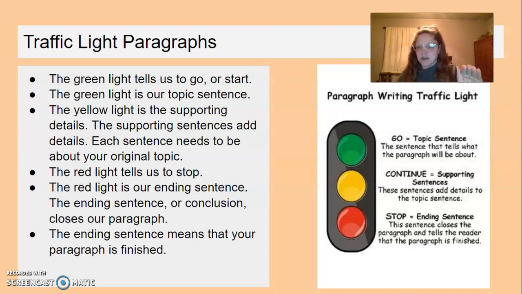So green tells us to go. That's our topic sentence. We're starting our writing. The yellow tells us to continue, and we have three key details or three supporting sentences. And then red light tells us that we're at the end of our paragraph. This is our ending sentence or our concluding sentence.